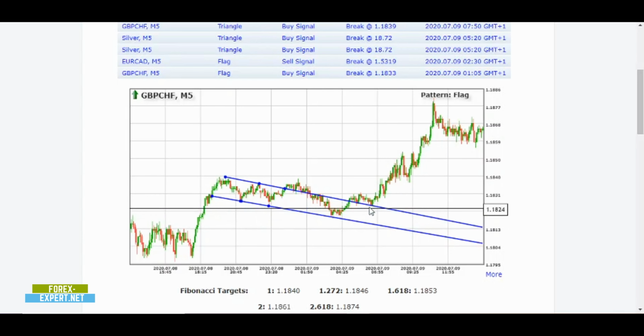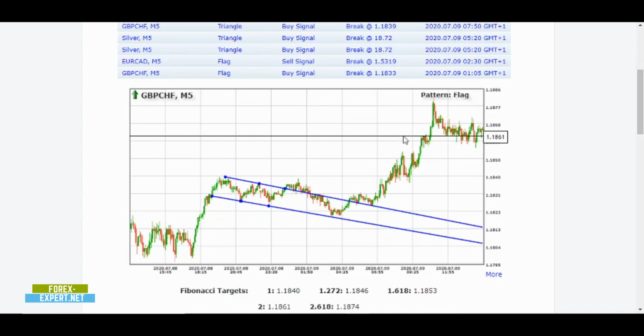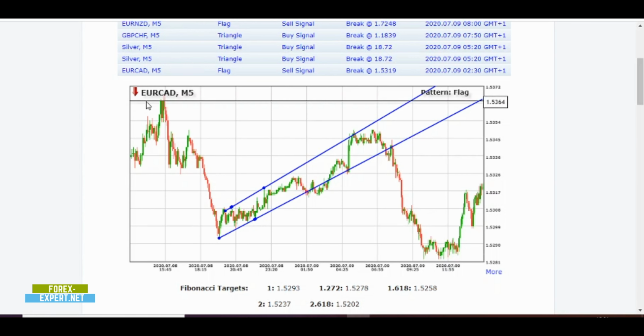Okay, and then the price broke through the trend line here, and after retesting the 1826 level, it went up, reaching the 1877 level. So if you have a very good price action reading, you will be fine because you will choose only the best signals. Let's jump to the Euro CAD on the 5-minute chart flag.